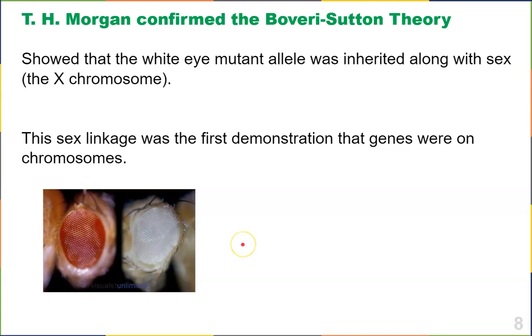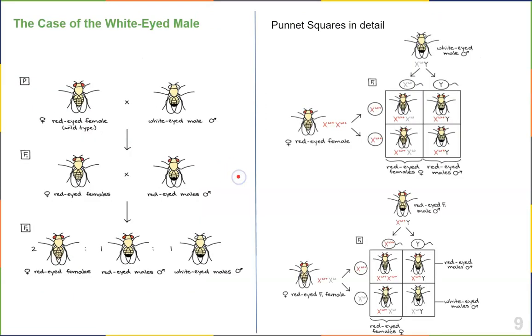So the Y, while it does have some genes on it, it's not very many. The X chromosome, however, does have a lot of genes. And so the eye color gene, or the eye color absence of color gene, is located on the X chromosome. So we're going to show you how this experiment played out.